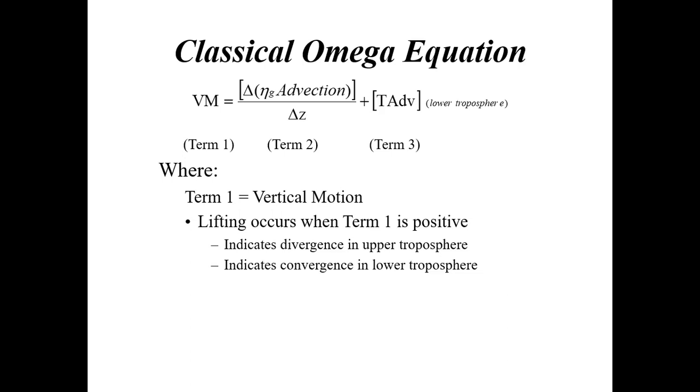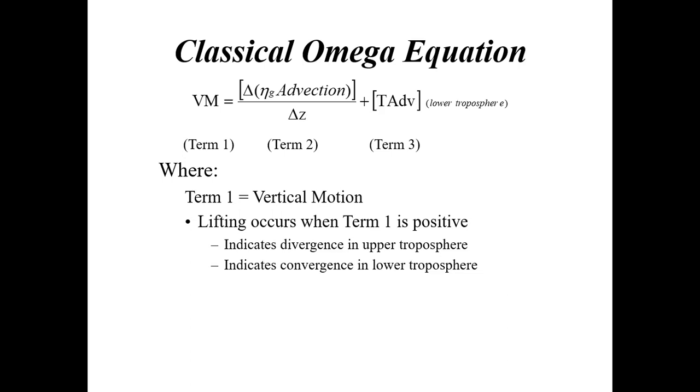So let's go ahead and break down the classical omega equation. The first thing we want to go through is what each term represents. So that Vm, the initials Vm out in front of the equal sign, that is our term 1. And that Vm stands for vertical motion. So ultimately what we're trying to do is determine the vertical motion. We're trying to determine whether that vertical motion is going to result in rising air or in sinking air. So term 1 is vertical motion, the Vm.